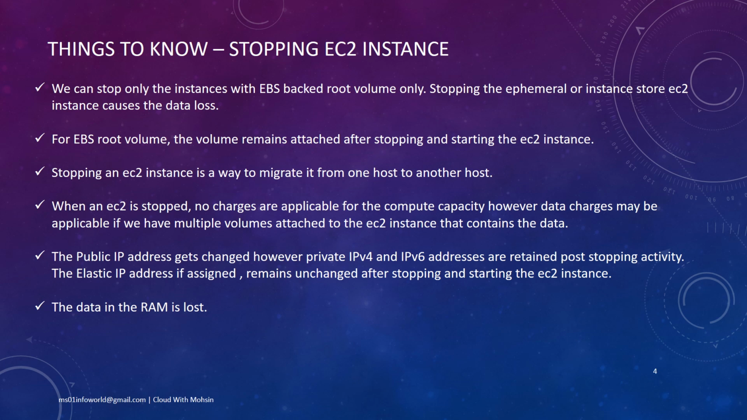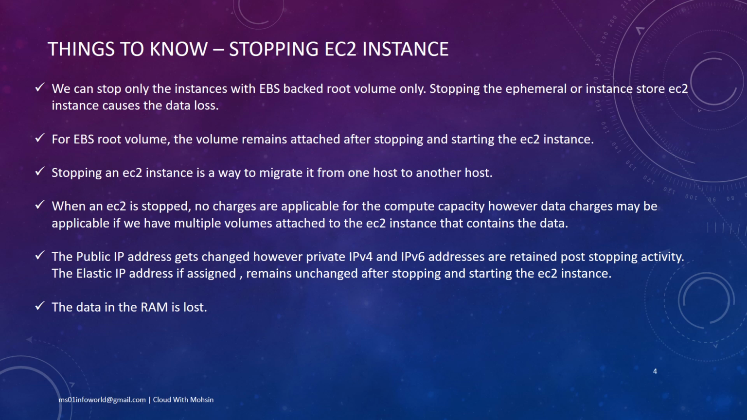As we also covered earlier, if an EC2 instance is stopped, then there won't be any charges for the compute capacity. However, if data is there, then there will be charges associated with that. Another most important thing with respect to stopping the EC2 instance is that the public IP address gets changed. However, the private IPv4 and IPv6 addresses are retained when stopping.